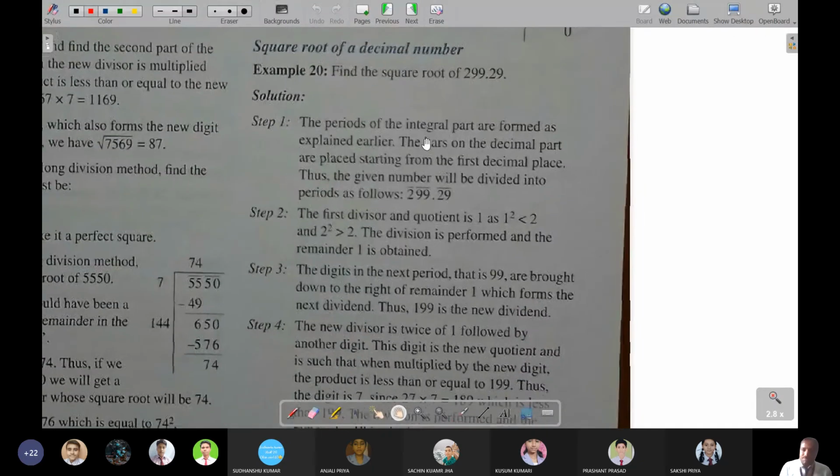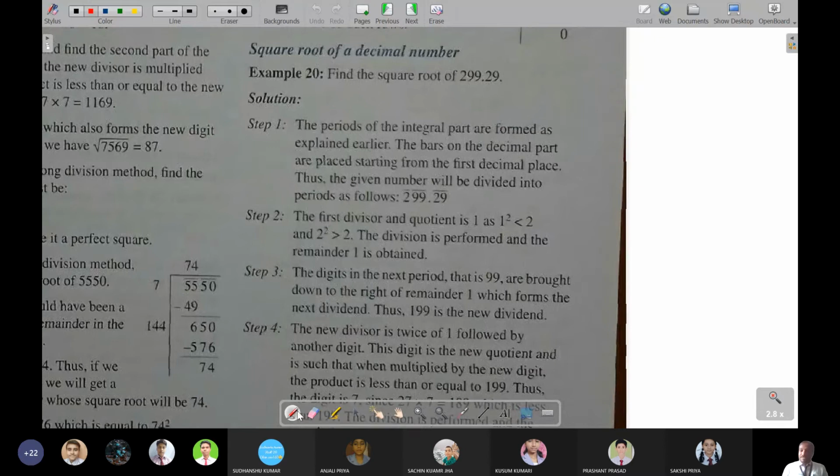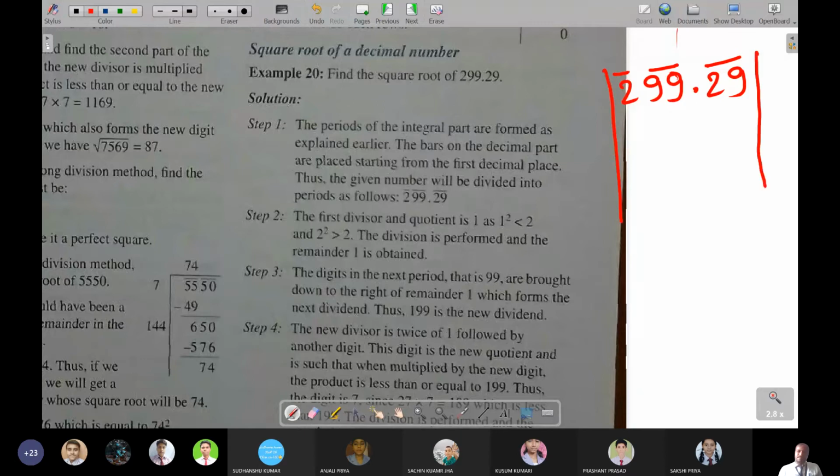Okay, so now if it is a point, then in the point also you have to keep it in mind. Here there is 299.29, so here the pairing will start from the last. We will start the pairing from last, okay, 2, 2 and 1. Got it? And the same way we will be dividing.